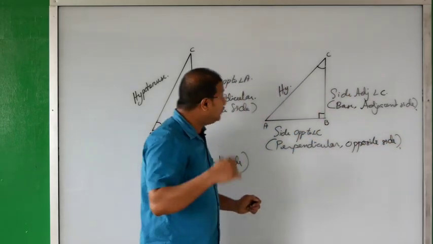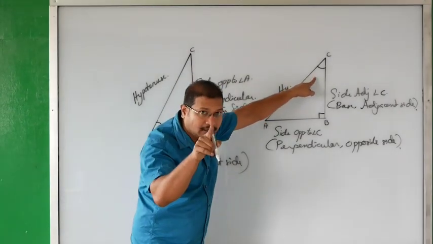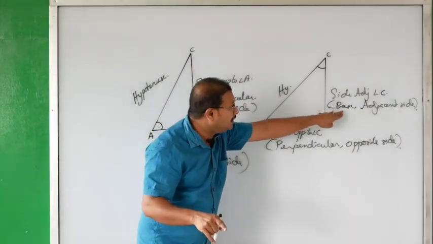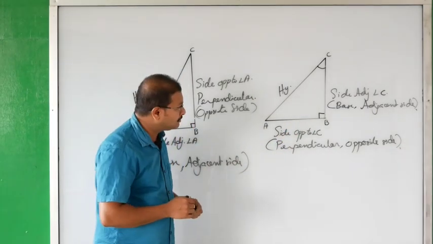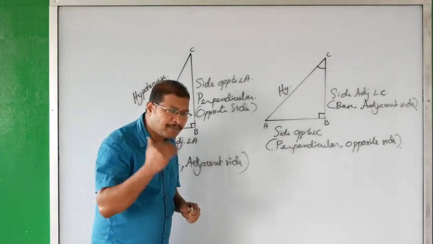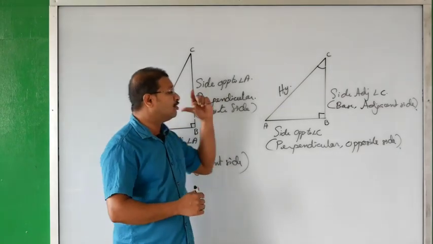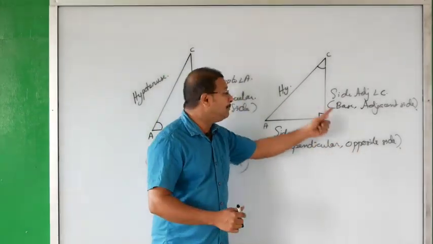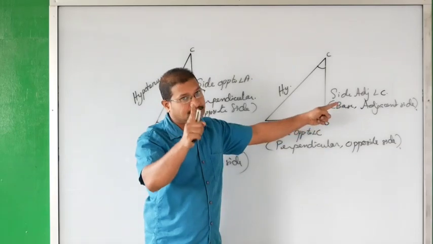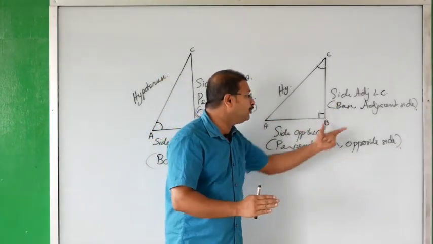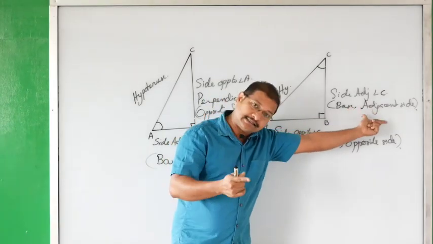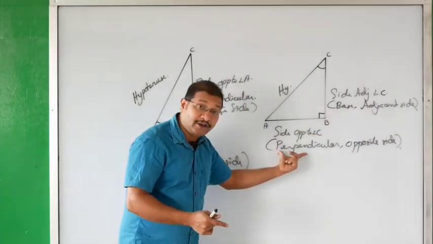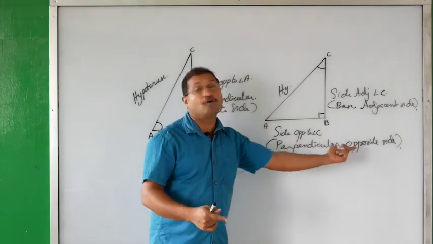Ready? According to the selection of the angle, the perpendicular and the base will be changing. Perpendicular and base. Perpendicular means what? Perpendicular means opposite side. Base means adjacent side. Ready? It's up to you. If you want, you can call it as base, otherwise, adjacent side. And perpendicular, if you want, you can call it as opposite side.